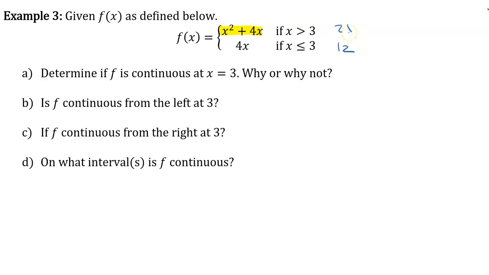So the limit from the left does not equal the limit from the right, which is pretty much exactly what this says, doesn't it? So the limit from the left, which one would that be, the top or the bottom one? Well, the limit from the left means coming from this direction toward that direction, means we are in the negative numbers, so that would be the bottom. So the limit from the left would be the 12, and the limit from the right would be the 21.